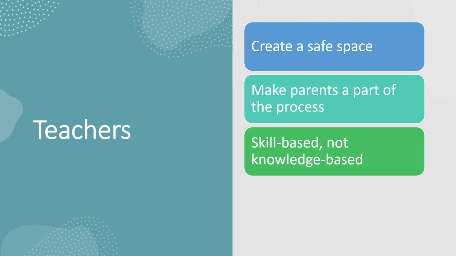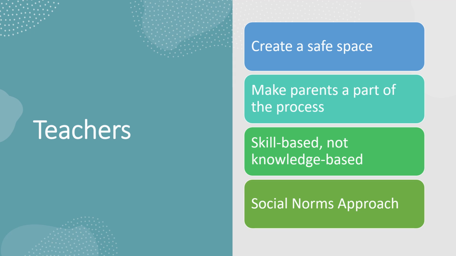And last but not least, consider the social norms approach when you teach. Teenagers want so badly just to feel normal, just to feel like they fit in and like they're a part of something. And so if they believe that the whole community is making a poor decision, then they are going to also make those decisions just because they want to be a part of the crowd.